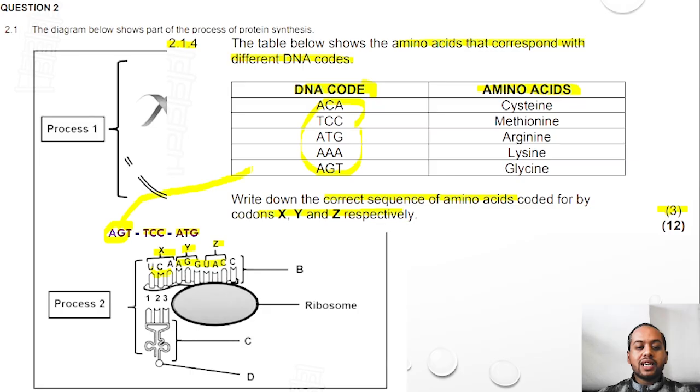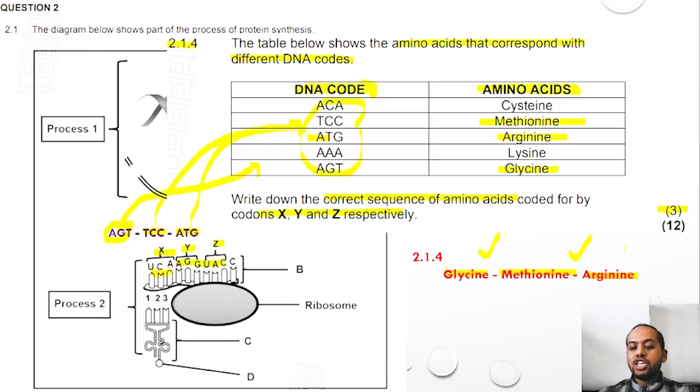AGT, we go into the table and we see it gives us glycine. TCC, we go into the table, it gives us methionine. And ATG, according to the table, is going to give us arginine. Therefore, the answer is glycine, methionine, and arginine. 1 mark for each correct amino acid.